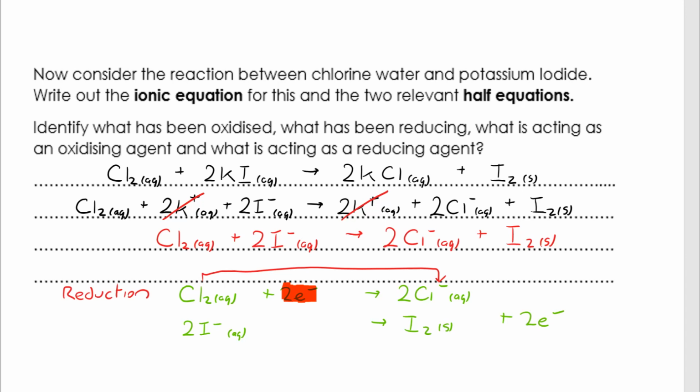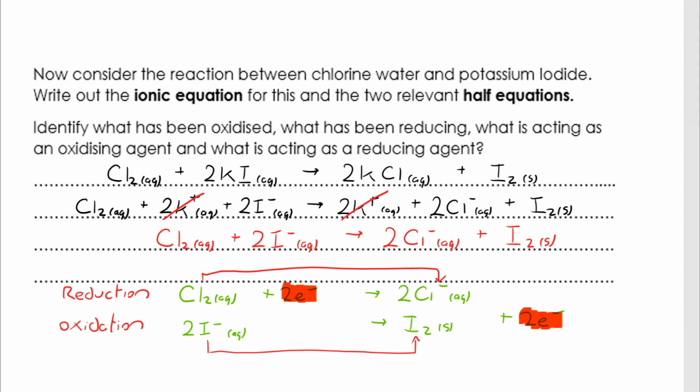If I take a look at the second example, you can see that it's oxidation because electrons have been lost. They're now separate on the right-hand side. But also, I've increased the oxidation state of iodine from -1 to 0. If you increase the oxidation state, it's oxidation. I'm actually going to talk more next lesson about oxidizing agents and reducing agents, but anything that's reduced acts as an oxidizing agent, so that's Cl2, and anything that's oxidized acts as a reducing agent, so that's I-.